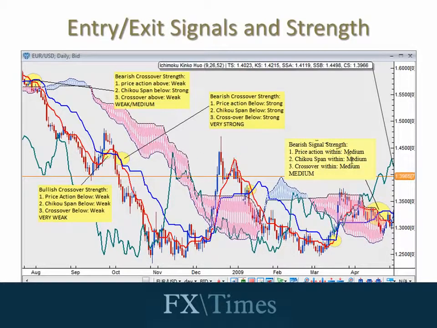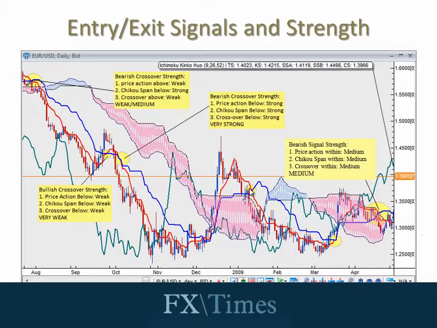Okay, so now moving on a little further, down here you had a bearish signal, price action within the cloud, Chikou span within the cloud, crossover within the cloud, and that's a medium signal. Okay, the market is ranging. If you're going to trade a ranging market with a medium strength bearish signal, that means you should be very agile in getting out, because the market is ranging and it's not bearish. You see here we had some support here, so maybe you should think about getting out near that support if you go on this bearish signal.